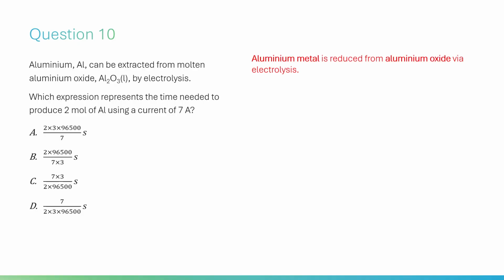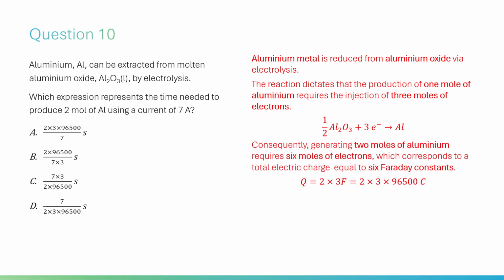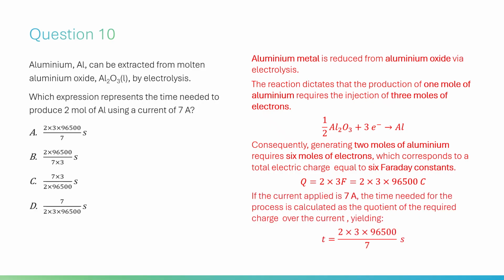Aluminium metal is reduced from aluminium oxide via electrolysis. The reaction dictates that the production of 1 mole of aluminium requires the injection of 3 moles of electrons. Consequently, generating 2 moles of aluminium requires 6 moles of electrons, which corresponds to a total electric charge equal to 6 Faraday constants. If the current applied is 7 A, the time needed for the process is calculated as the quotient of the required charge over the current, yielding.